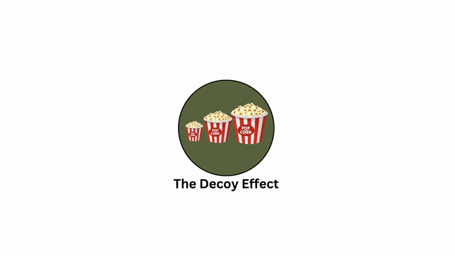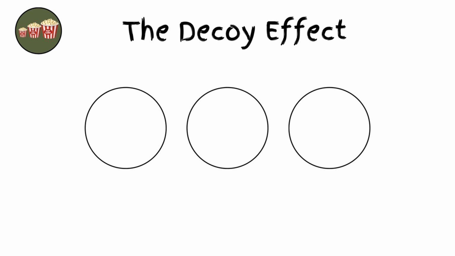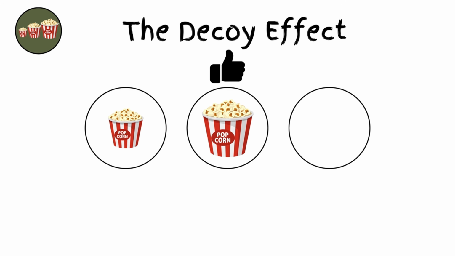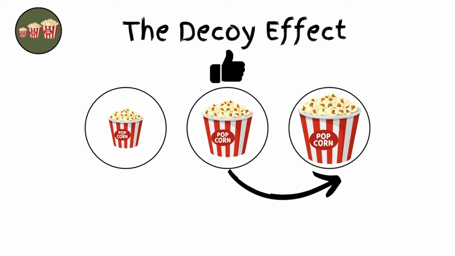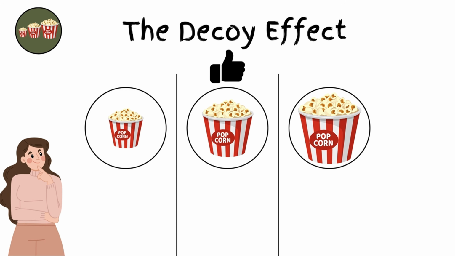The decoy effect. The decoy effect occurs when a less appealing third option alters your preference between two others. For example, you might choose a medium-sized popcorn because it seems like a bargain compared to the large size. To avoid this, evaluate each option on its own to make the best choice for you.